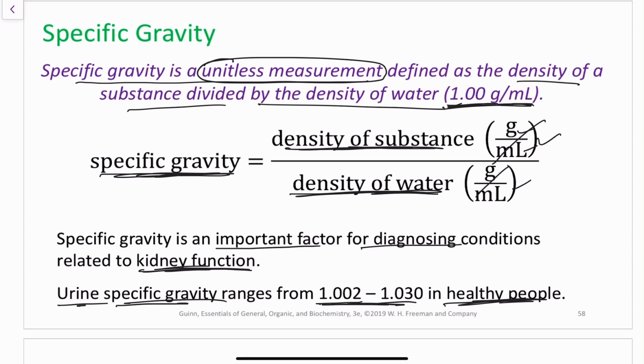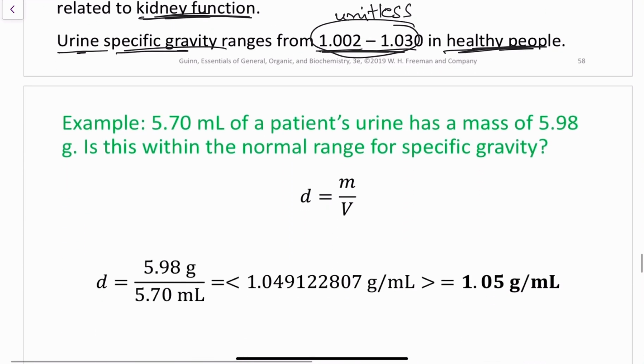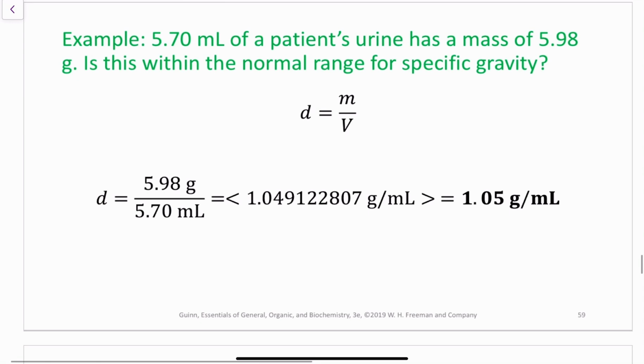This is how we normally use specific gravity, right? And if you can see over here, this number is unitless. You don't have a unit associated with this number, right? And I already explained why this is a unitless measurement. So let's try to solve one problem on specific gravity.